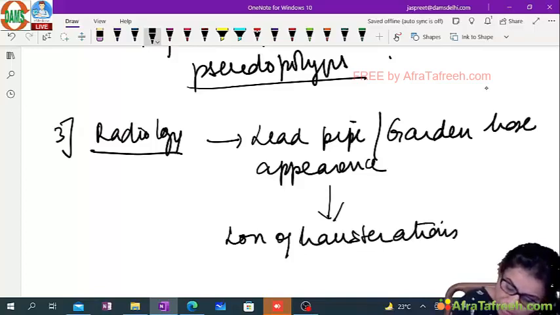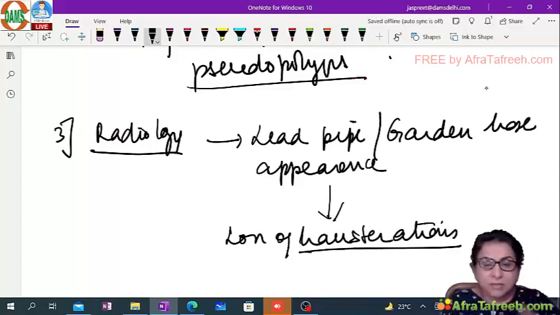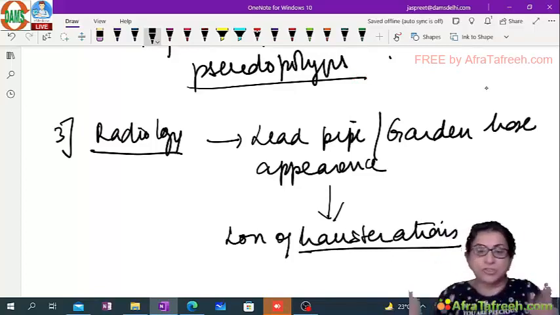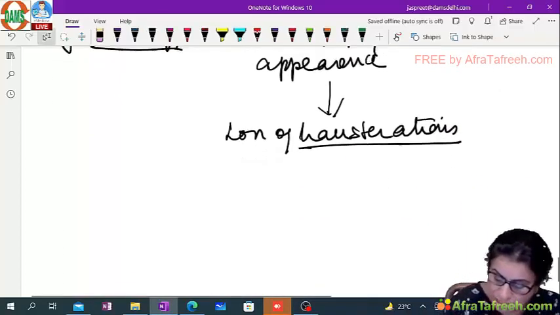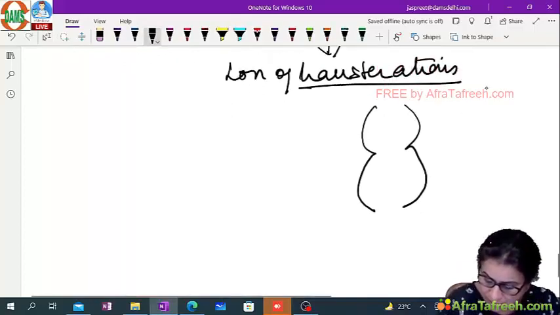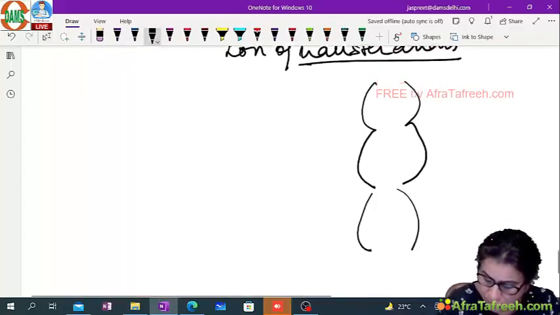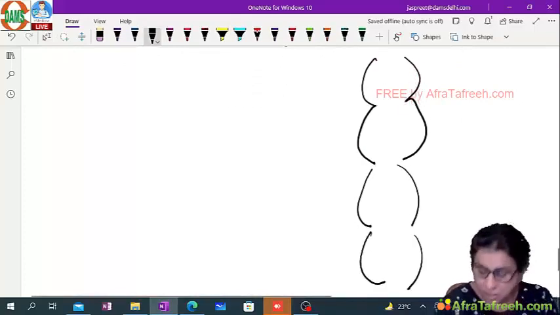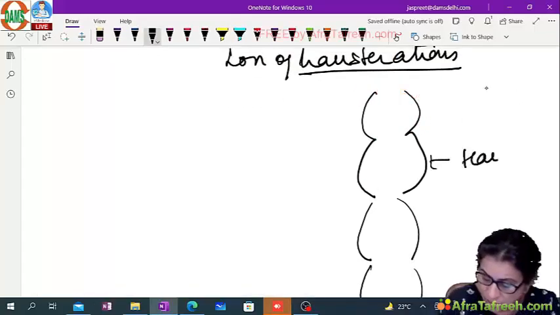You already know that in the large intestine we have haustrations. What are haustrations? If you see the large intestine by radiology, it is seen something like this. These are called sacculations or haustrations.